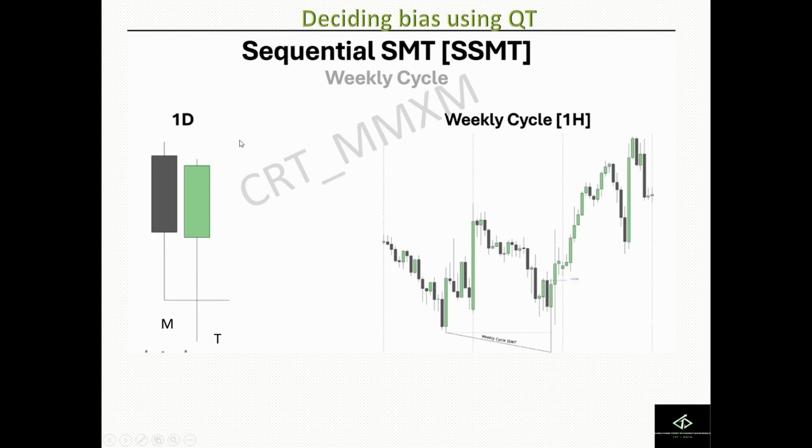So this is the daily candle. When we are looking at the weekly cycle, we are looking for SMT between two consecutive days, and because it is daily, we look at the hourly charts. So this hourly candle took out the low of Monday and closed inside. Now what happens? This was the last bearish candle. As soon as price closes above it, we have a confirmed SSMT on Tuesday for the daily cycle.